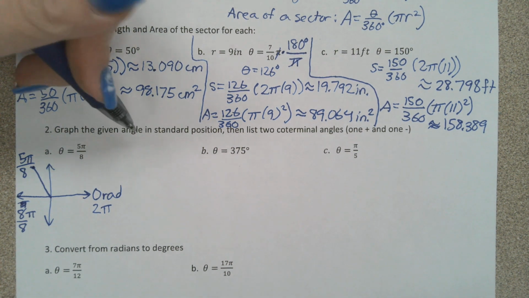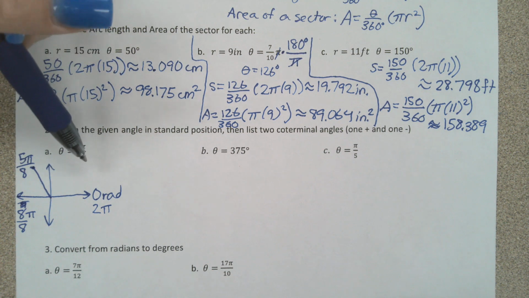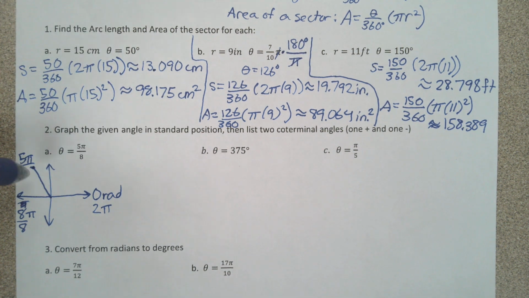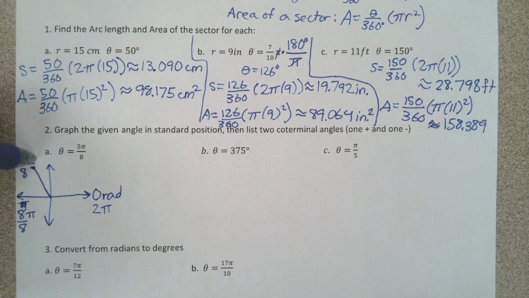And then we need to give coterminal angles, one positive, one negative. So a coterminal angle is an angle that's in the same spot as the one I have drawn, after I go around a full circle in the positive direction, and then when I go backwards in the negative direction. They're in the same spot as this one, but they're not 5 pi over 8, they are a different number.